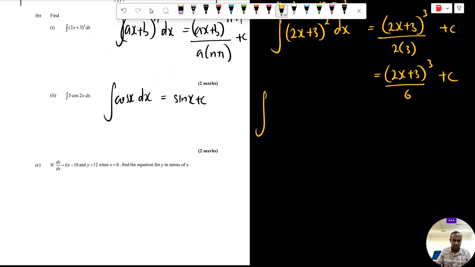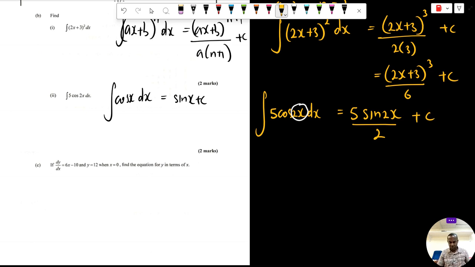So the integral of 5 cos 2x dx. Now, the 5 is a multiplying constant, so we'll actually keep our 5. And typically, when we integrate cosine, we get sine. So we first write down 5 sin 2x. But because this is a composite function and we're integrating 5 cos 2x, we're going to divide by the 2. So this is going to be 5 sin 2x over 2, and we have plus our integration constant c.